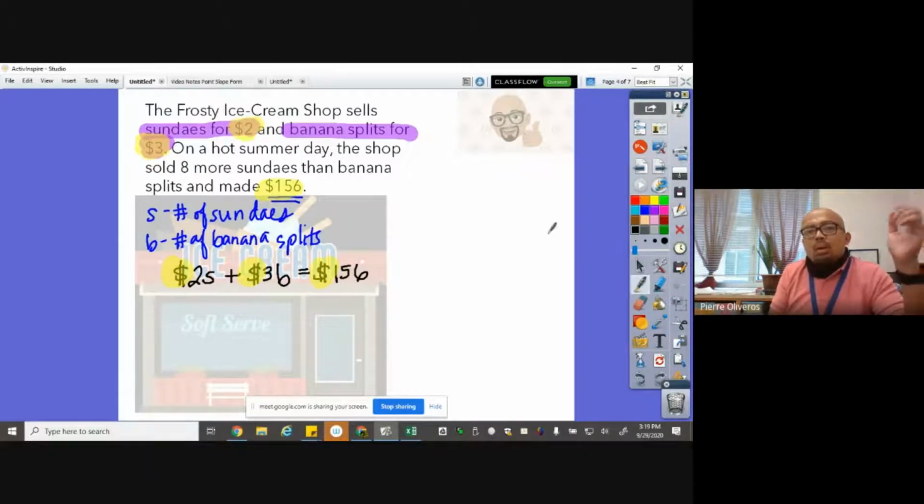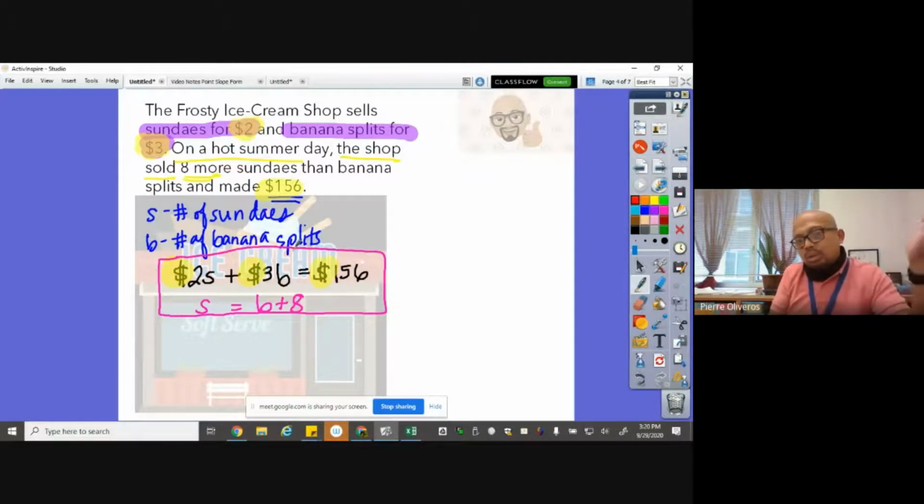Now, there's another hint given to us. On a summer day, the shop sold 8 more sundaes than the banana splits. So, meaning to say, sundaes sold more, right? By 8. And for that to be the same, you have to add 8 to the banana splits. And that's our system of equations here. Now, for us to solve it, we can do elimination, we can do substitution. I'm going to choose to do substitution.